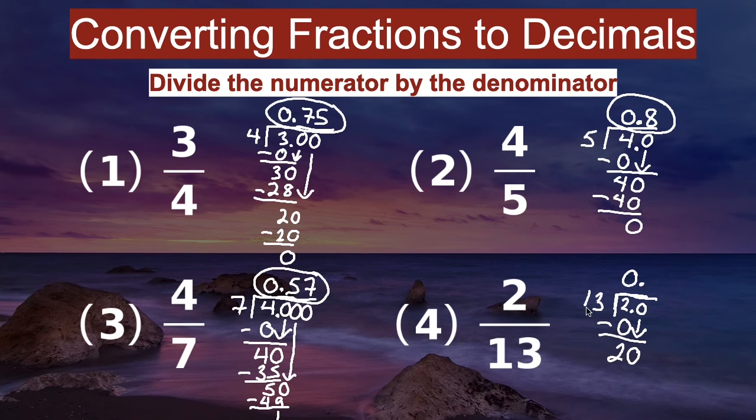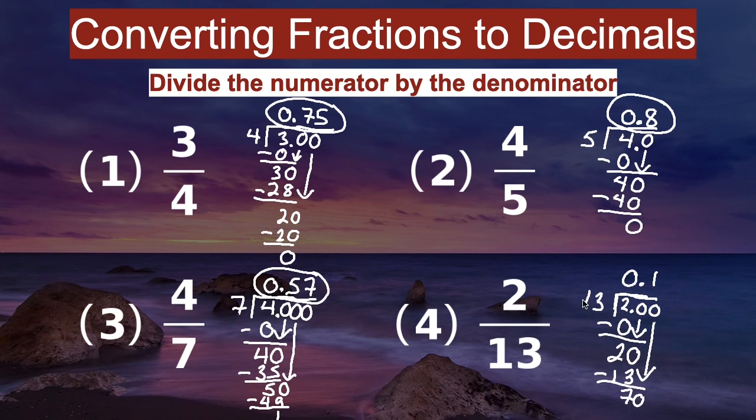Now we need to ask ourselves, how many times does 13 go into 20? 13 goes into 20 1 time. 1 times 13 is going to be 13. When we subtract this, we get 7. Now we can add another 0 and drop it.